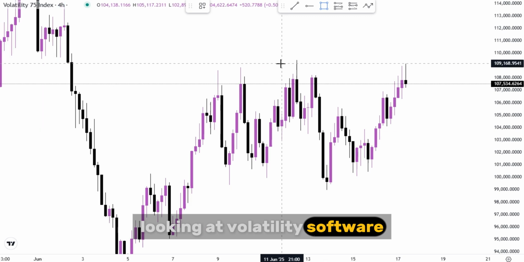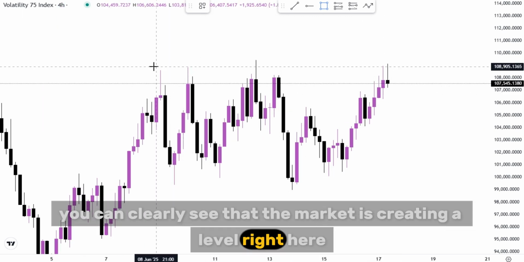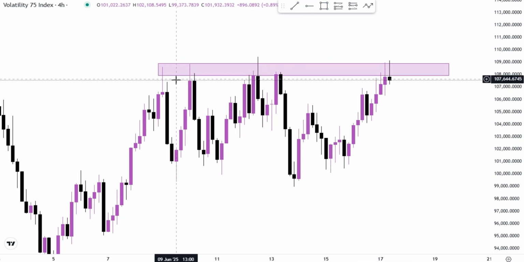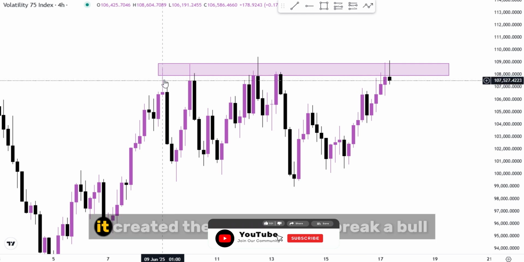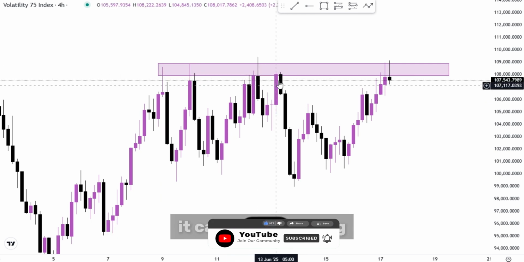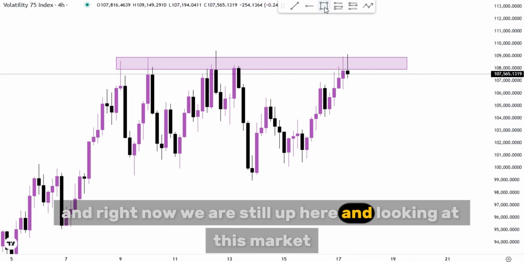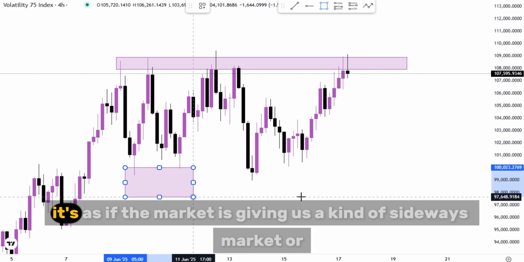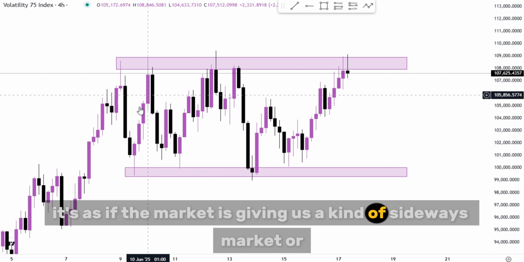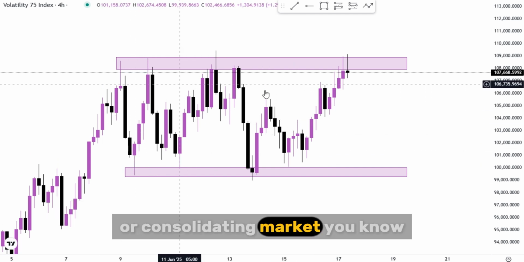Looking at Volatility 75, you can clearly see that the market is creating a level right here. This is the level that the market is creating right now. Market came, it created the level, failed to break above, it came again, failing, and right now we are still up here. And looking at this market, it's as if the market is giving us a kind of sideways market or consolidating market.